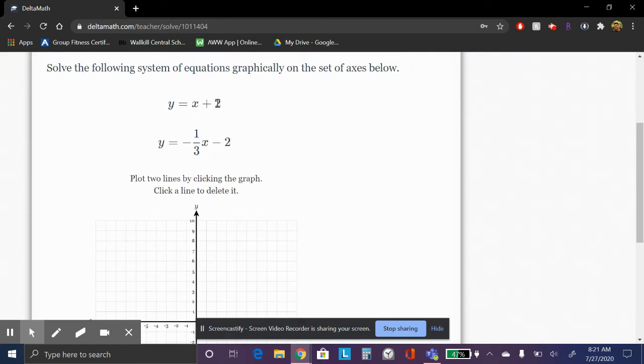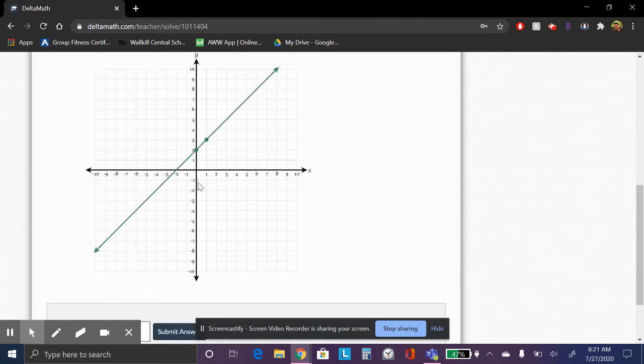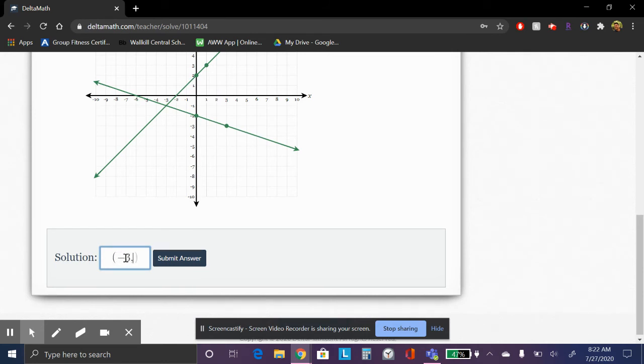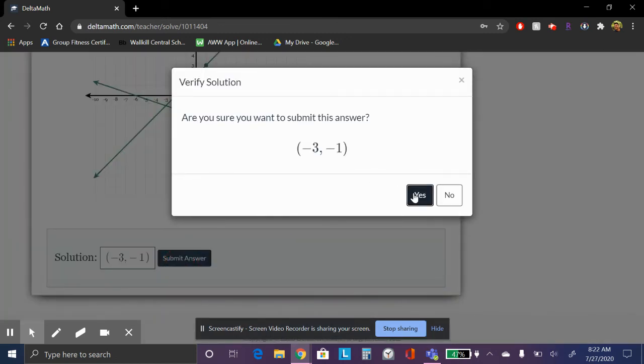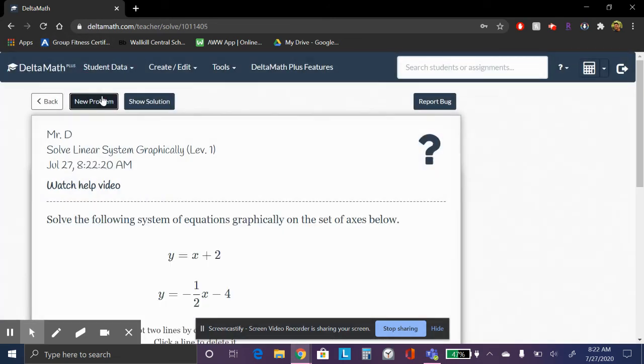This one starts at +2, and it goes, again, up 1 to the right 1. This one starts at -2 and goes down 1 to the right 3. And they intersect at (-3, -1). It's always important to put those parentheses in, or else it's not considered a coordinate. It's considered a solution set, as opposed to one solution. Let's take a look at another type of problem that will look different.